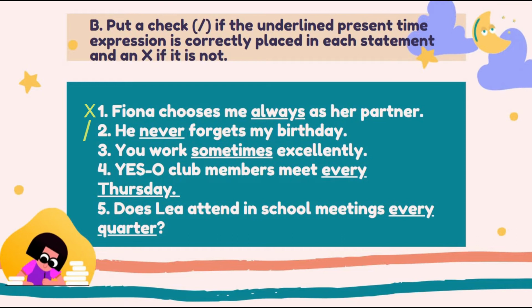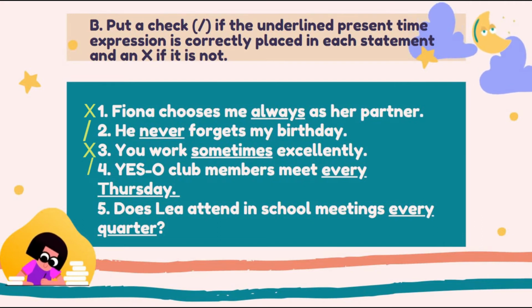Class, do you think this is check or cross? Okay, that's correct. This is cross. Why? Okay, because sometimes should be placed before the verb. Number 4, Yes O Club members meet every Thursday. Okay, that is a check.